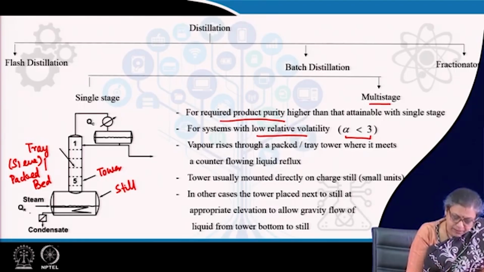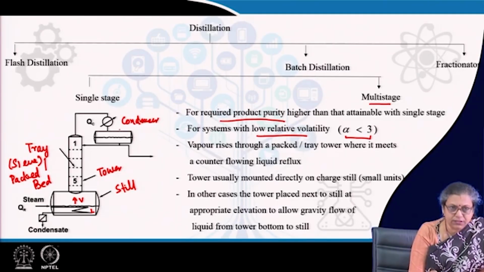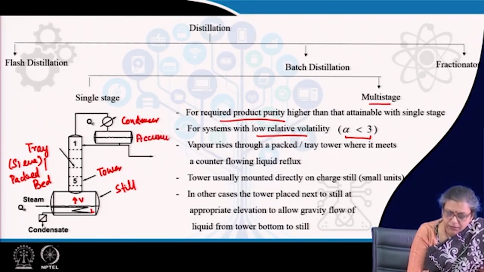So, it is the same thing: steam provides the heat, and then the vapor rises from here, the liquid remains here. The vapor rises up the tower and reaches the condenser. From the condenser it gets condensed. Then the condensed liquid is collected in the accumulator, which is also known as the reflux drum. From the accumulator we get one product which is definitely richer in the more volatile component.